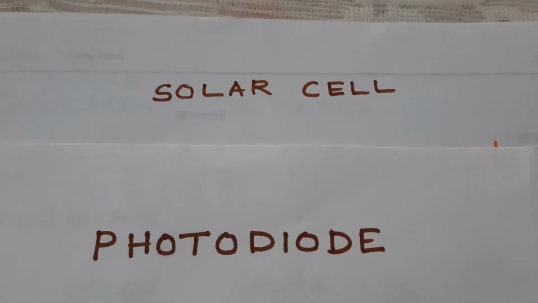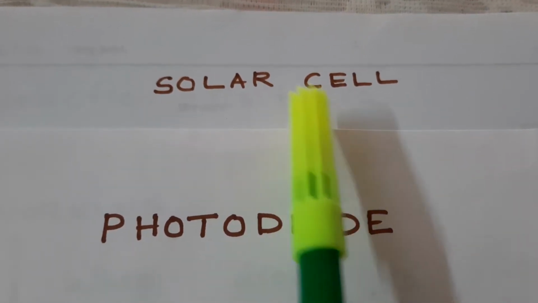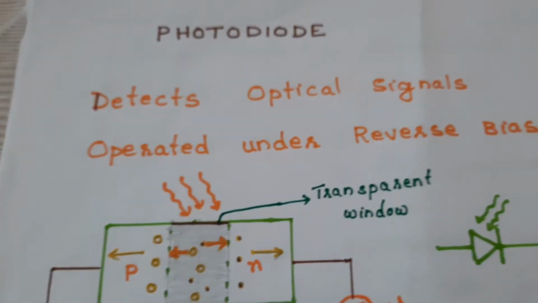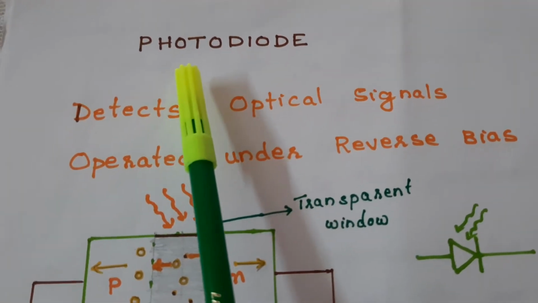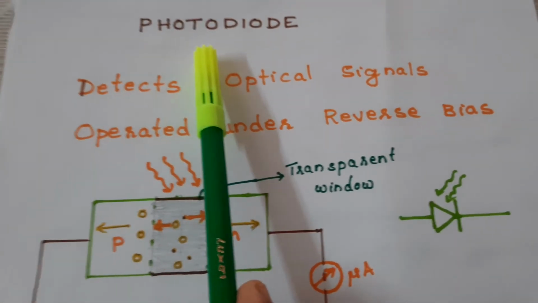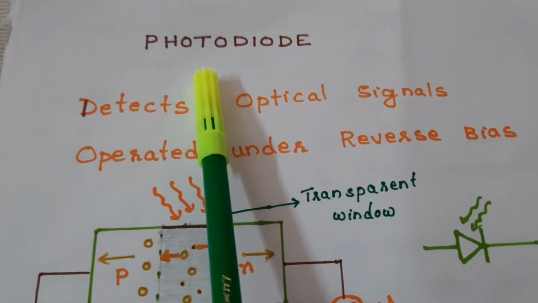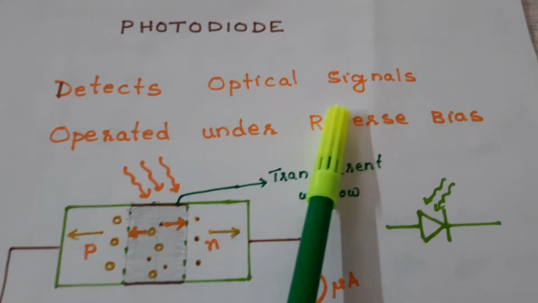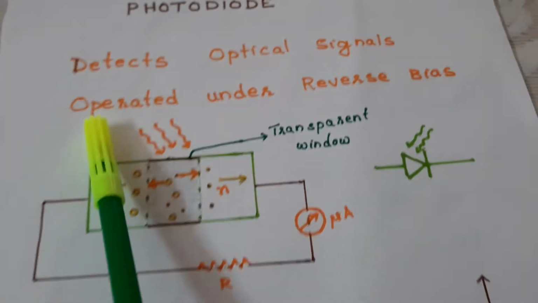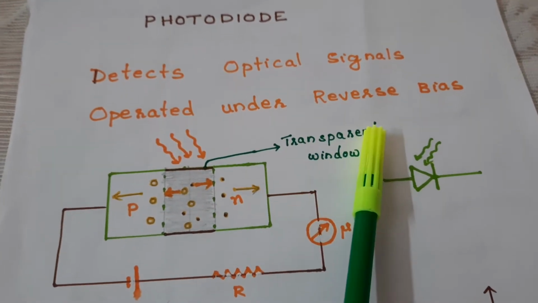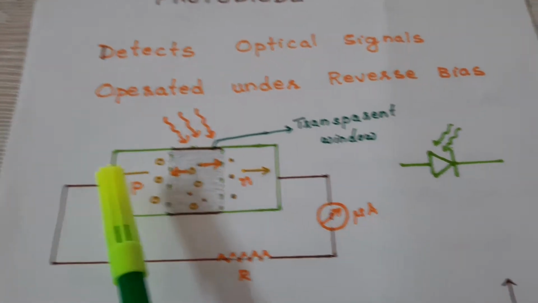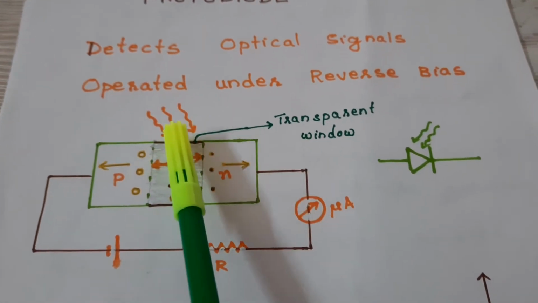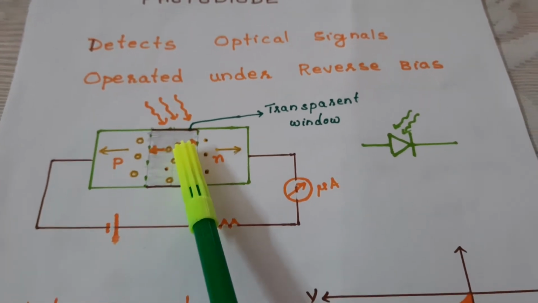In this class, let us learn about photodiode and solar cell. First, let us say photodiode. Photodiode is a special purpose PN junction diode which converts light energy to electrical energy. It is used to detect optical signals. The diode is operated under reverse bias. Diode is fabricated with a transparent window to allow the light to fall on the diode.